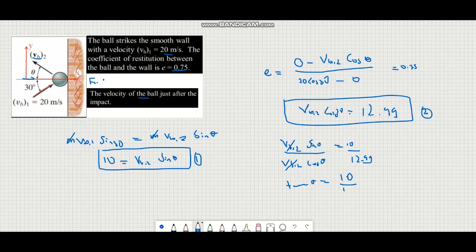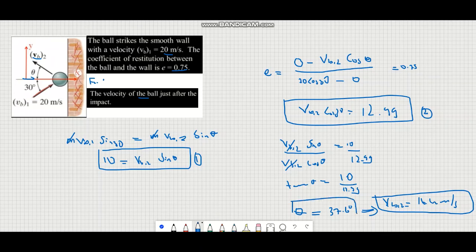Then 12.99, let's say 13. Arctangent of both sides is gonna give us theta equal to 37.6 degrees. After you find theta, you just plug into any of the equations, then you will find the final velocity of this particle as 16.4 meters per second. So we found the final velocity of this particle and the angle after the collision.